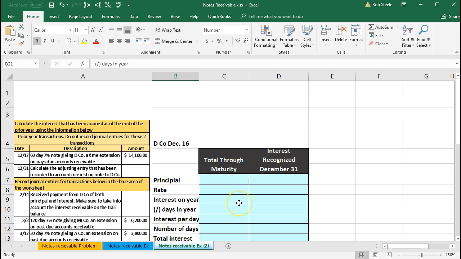In this presentation, we will work a problem on notes receivable and accounts receivable, focusing primarily on notes receivable.